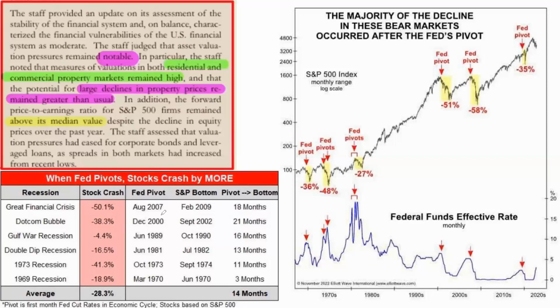So if you take a look, the Fed pivot in 2007, the S&P actually bottomed in 2009. If you look at the dot-com bubble, all right, the Fed pivot was in December of 2000, and then the S&P bottomed in September of 2000. Over here, 1989, Fed pivot. October 1990 was the bottom. June 1981 was the Fed pivot. July 1982 was the stock market bottom. October 1973, the Fed pivoted, and then the S&P bottom is in September 1974. Right here, March 1970, the Fed pivoted, and then the S&P bottom was in June 1970. So on average, it takes about 14 months from the Fed pivot to actually see a stock market bottom.